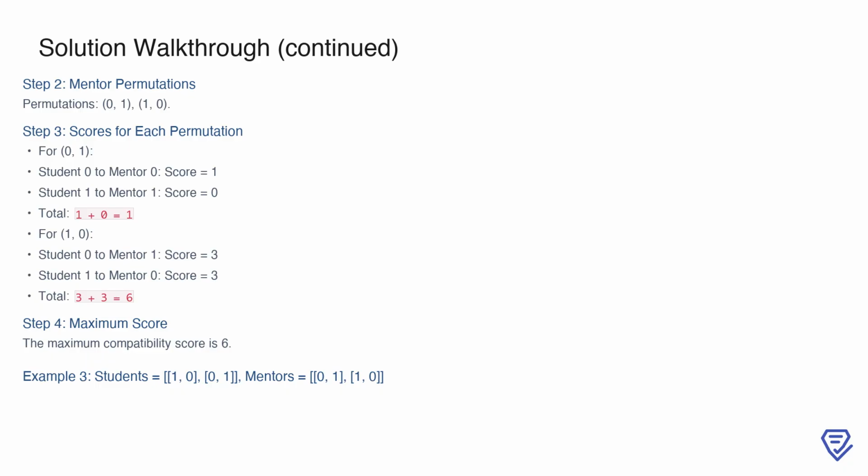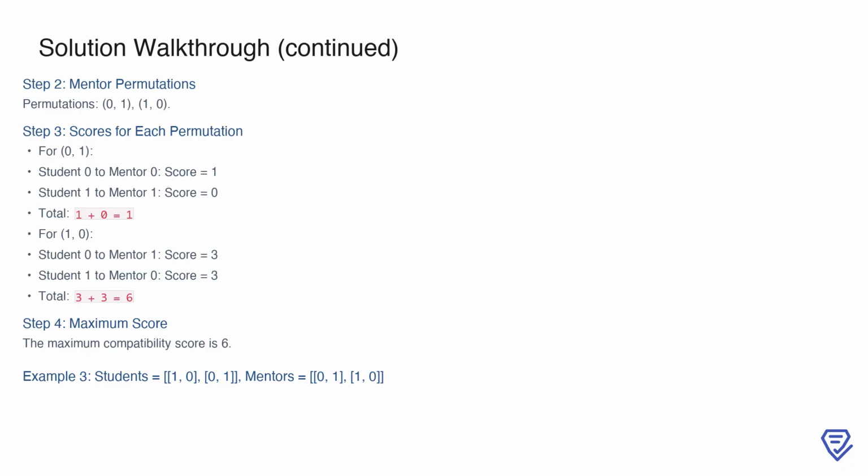For the first permutation, where student 0 is paired with mentor 0 and student 1 with mentor 1, the scores are 1 and 0, resulting in a total score of 1. For the second permutation, with student 0 paired with mentor 1 and student 1 with mentor 0, the scores are 3 and 3, resulting in a total score of 6. Therefore, the maximum compatibility score for this example is 6.